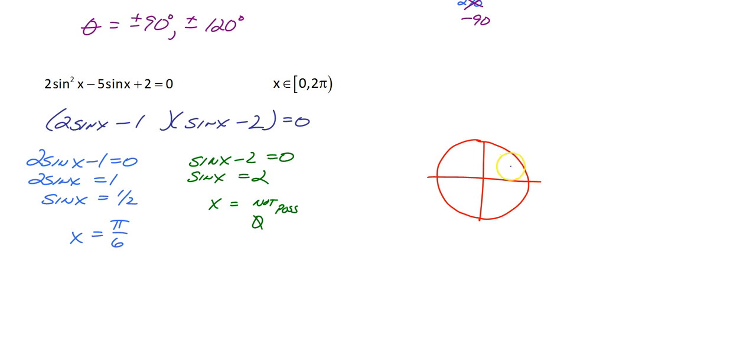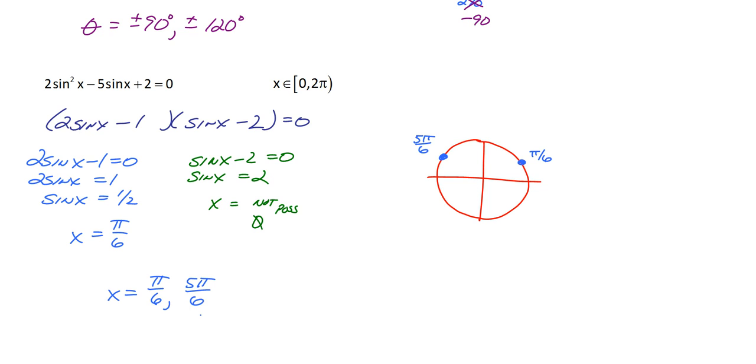Our first answer that we had was pi over 6. So now we have to ask ourselves, in this case, sine is positive. Sine is positive when y is positive. So the other quadrant where y is positive would be quadrant 2. So we just need a pi over 6 reference angle from pi, and that would give us 5 pi over 6. And again, we can't do sine of x is equal to 2. So our two answers, x is equal to pi over 6 and 5 pi over 6.